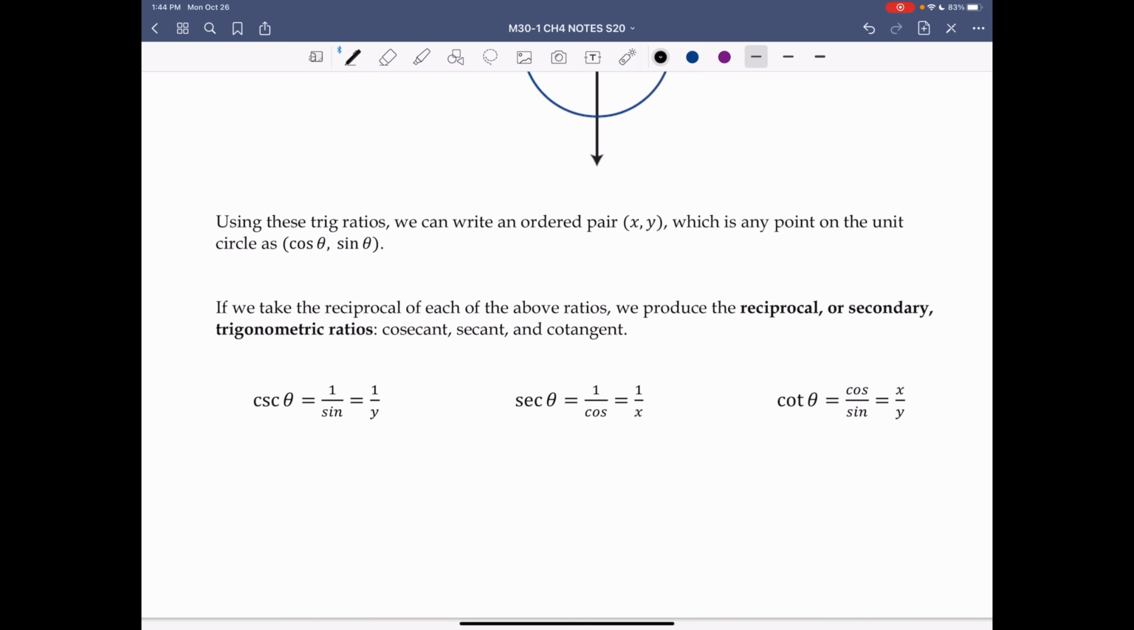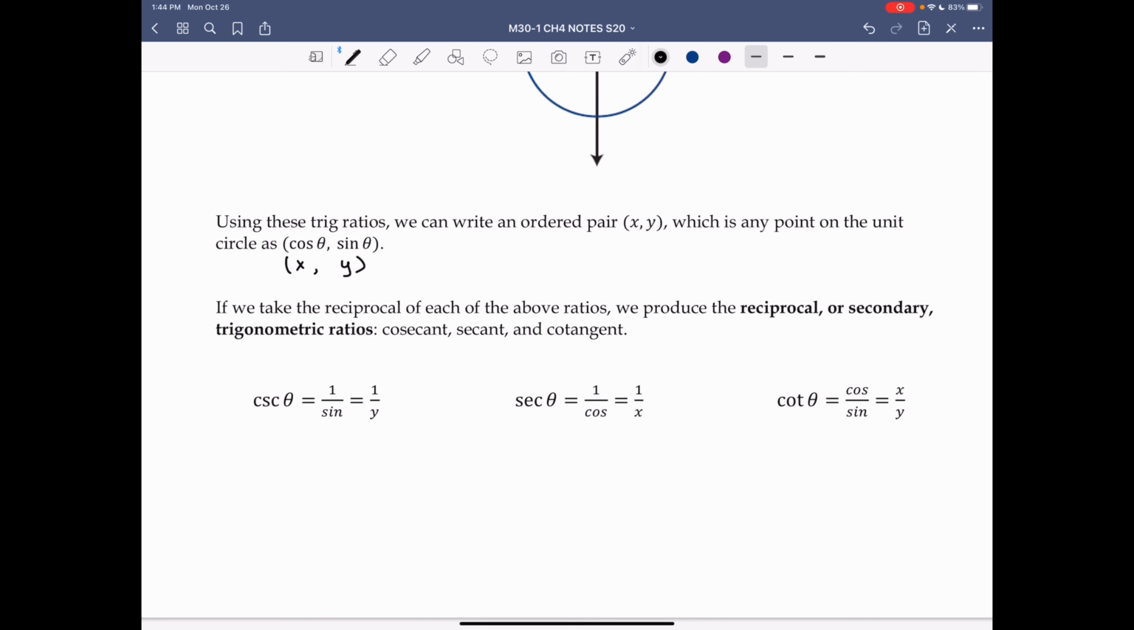Using these trig ratios, we can write an ordered pair (x, y), which is any point on the unit circle, as (cos theta, sine theta). So x is the same as cos theta, and y is the same as sine theta.